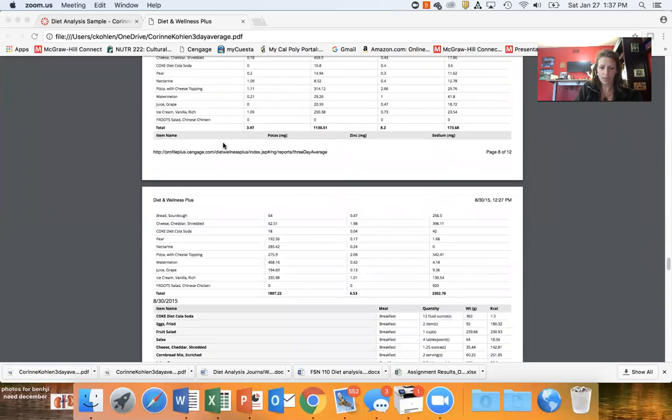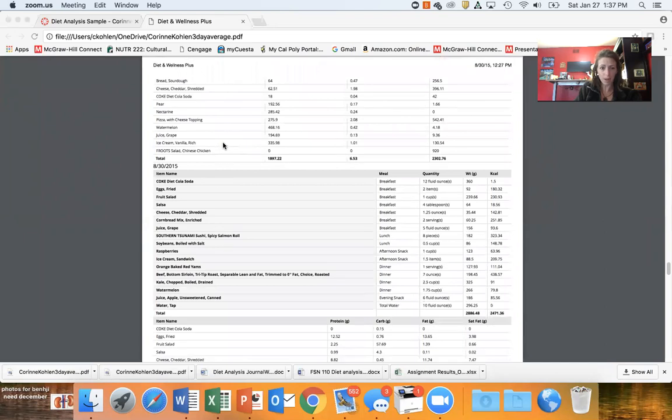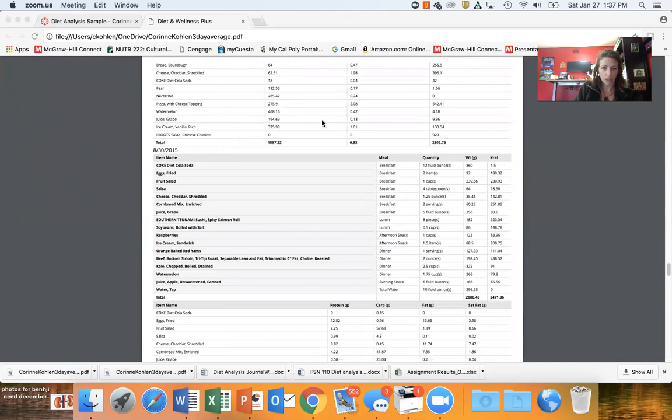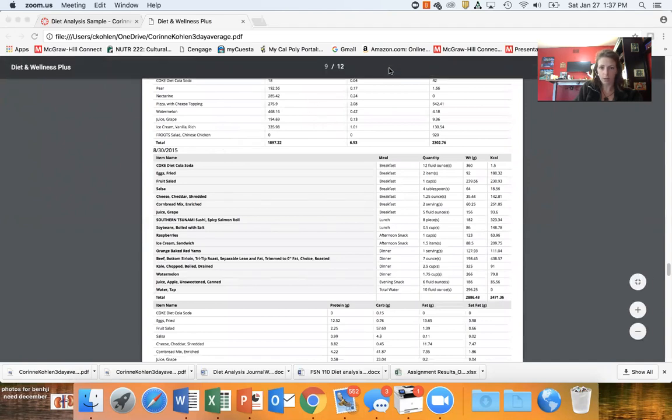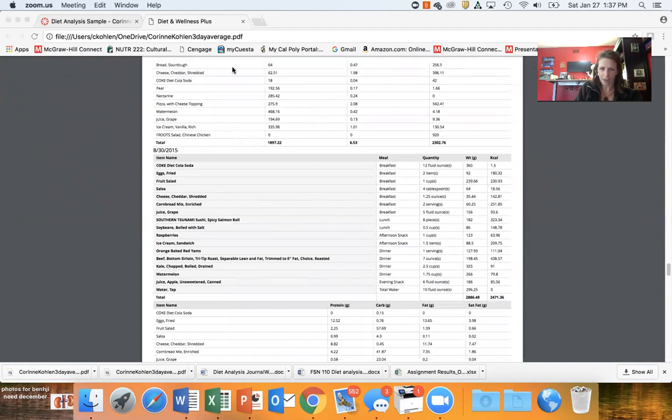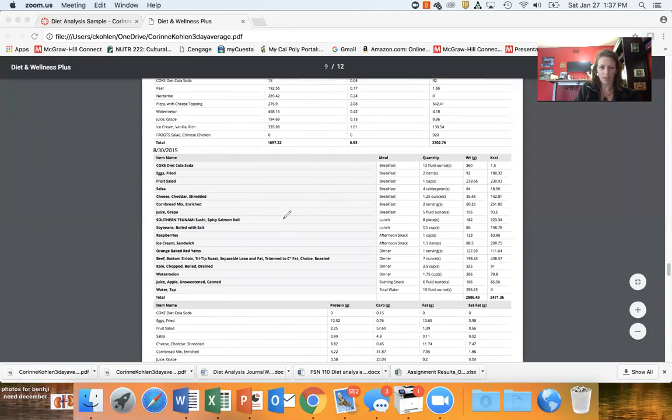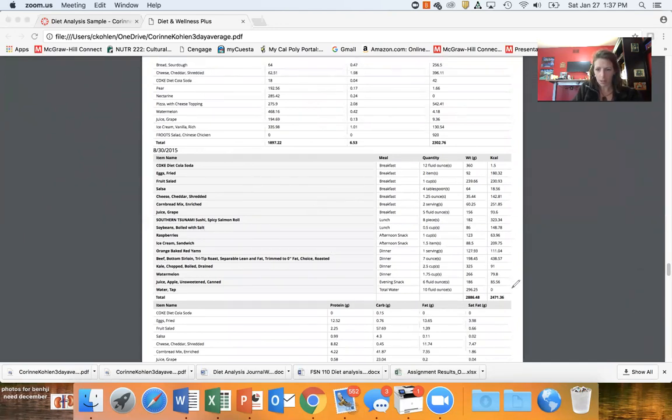I do like sweets, but I generally eat them in moderation. So we are going to look through my third day, and oh my goodness, I don't know that I actually really ate this. I made this diet a while ago, but you can see on my third day, I had quite a few more calories. I had 2,471 calories on that third day.